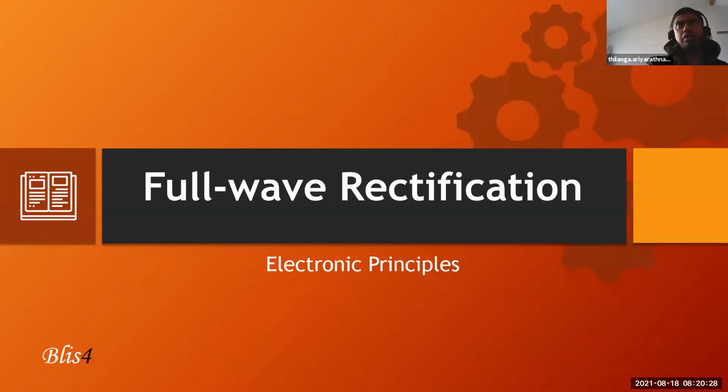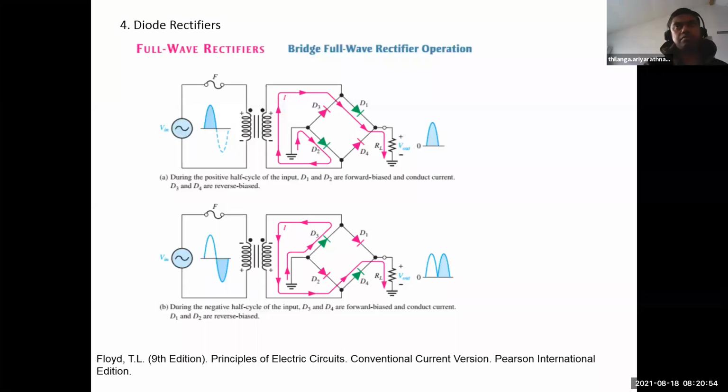Okay guys, now we will look at full wave rectification. So I will explain how you get these voltage values. Okay, now guys, here you can see the sine wave we are feeding to a transformer. Then on the output side again we have a sine wave, but stepped down.